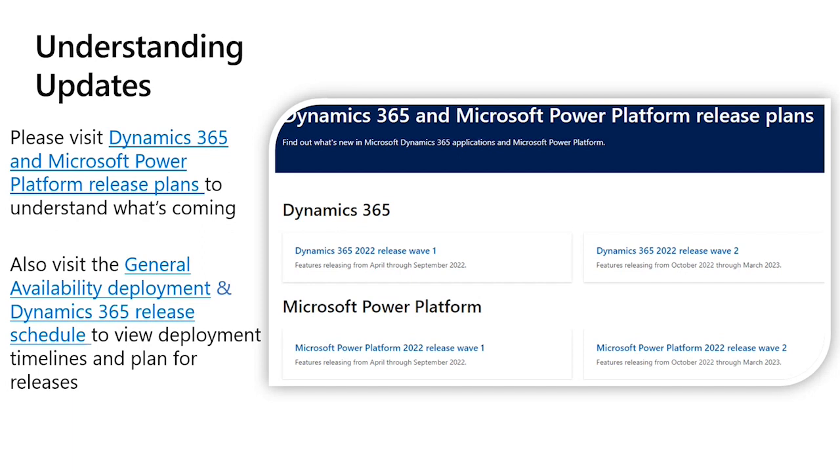Okay, moving on. So understanding updates here a little bit. In general, Microsoft Power Platform and Dynamics 365 has 2 wave releases per year. Typically Wave 1 in April and Wave 2 in October, and those cover the features that are being updated or released across multiple months.